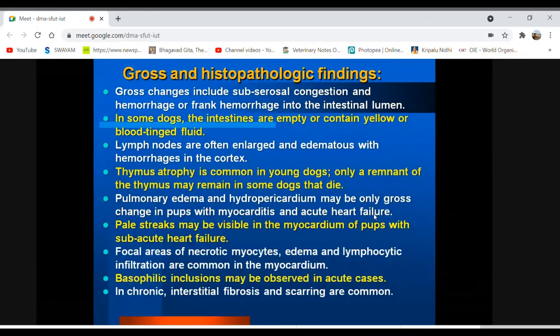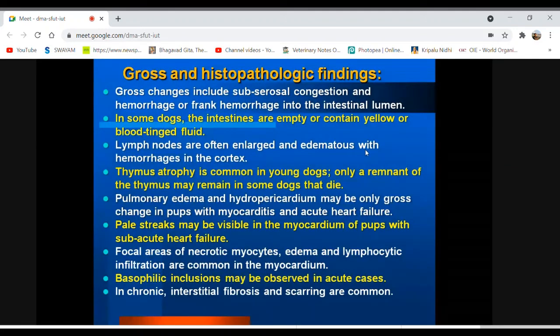Then the gross and histopathological findings. Grossly, as I have already mentioned, there are very severe congestion and hemorrhagic lesions on the intestinal tract mucosa. The content may remain empty in some cases, or sometimes it may contain some yellow or blood-tinged thin fluid, which gives a very typical smell, what we call the telltale smell.